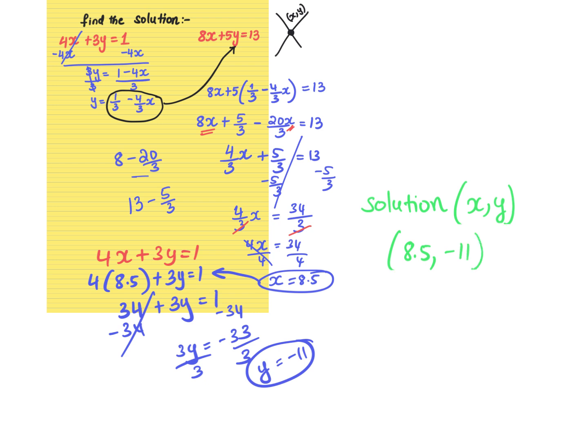If my working is correct, you should go back and substitute in both equations and see if this is correct. For example, 8x plus 5y is equal to 13. When you substitute x as 8.5 and y as negative 11, you should get 13. If it doesn't come out as 13, then something is wrong. So please type in your calculators and verify and let me know.